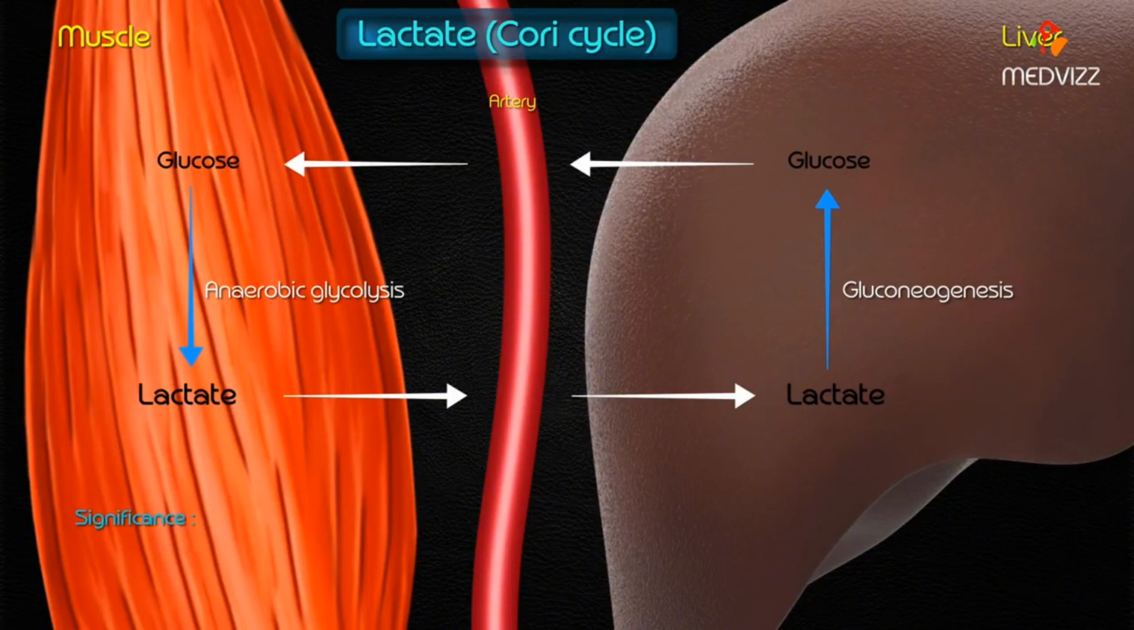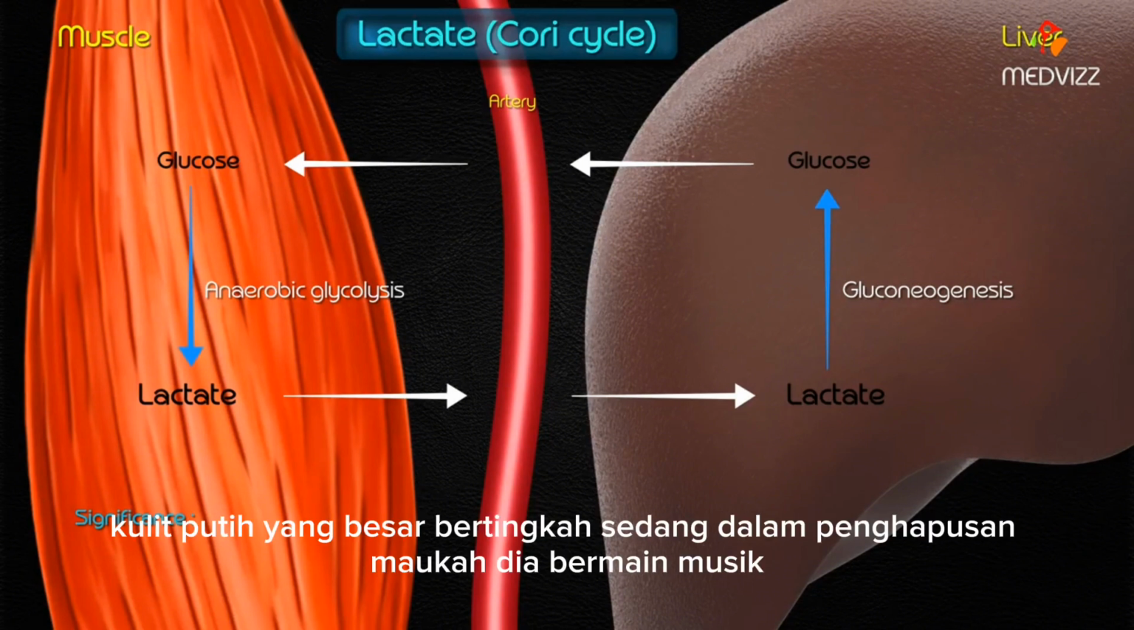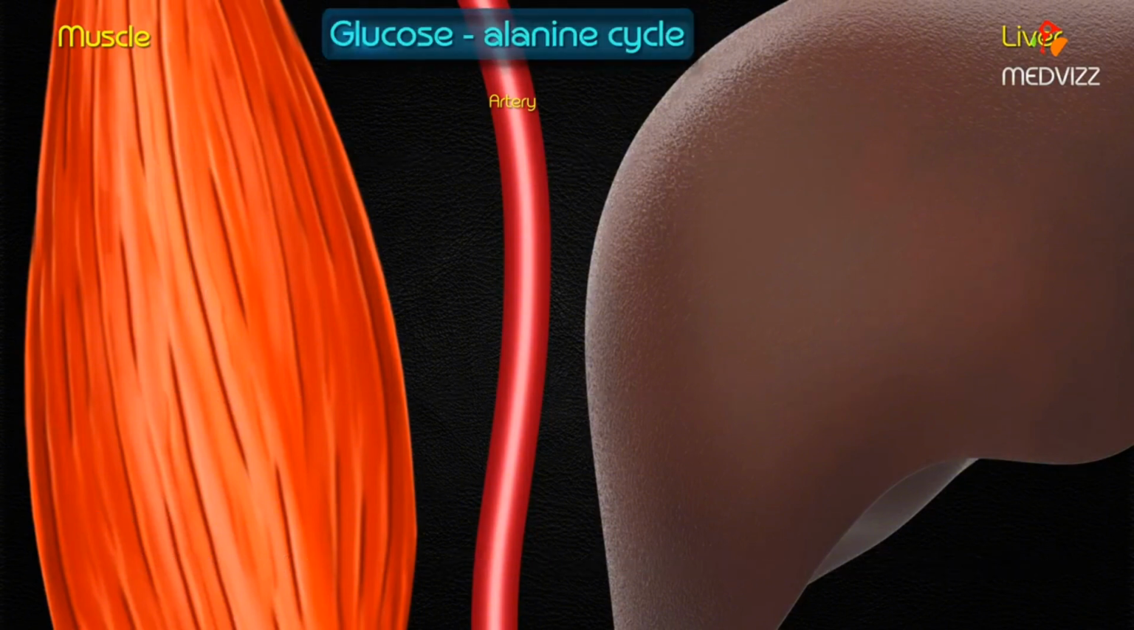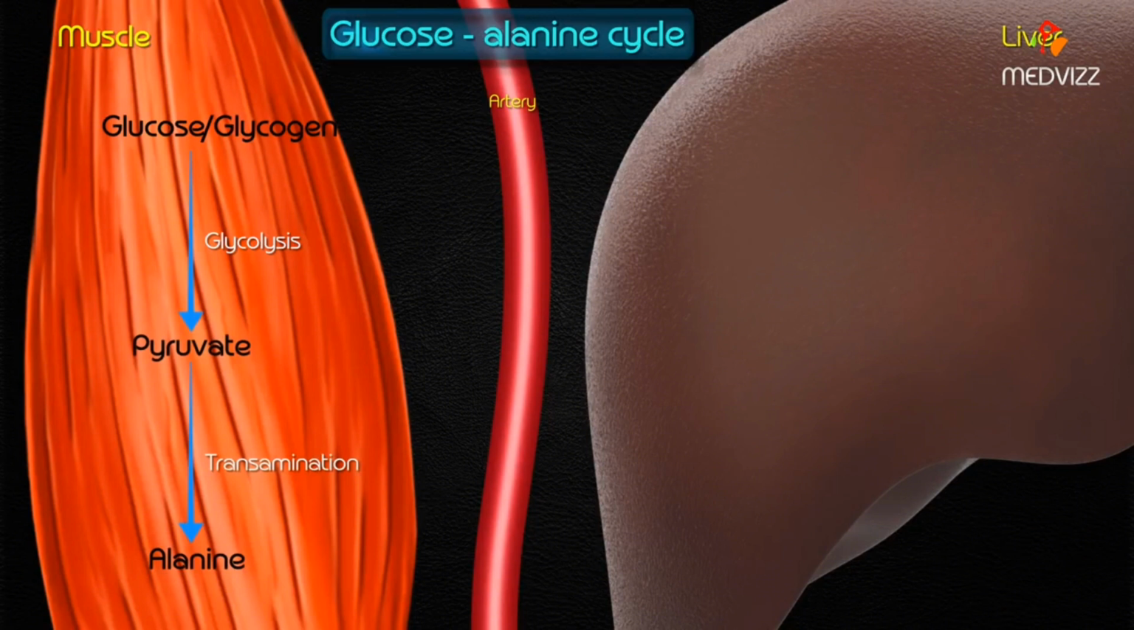And what is the significance of Cori's cycle? Cori's cycle provides an indirect way of utilizing muscle glycogen to maintain the blood glucose levels in fasting conditions. And next is the glucose-alanine cycle. In fasting conditions, alanine is produced from pyruvate by the transamination process in the muscles. This pyruvate is produced from glucose or glycogen through glycolysis. The produced alanine is transported to the liver through the blood.